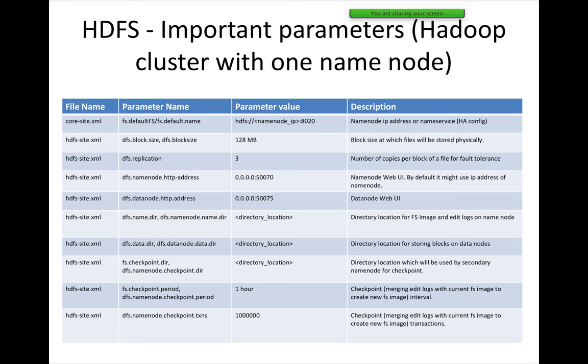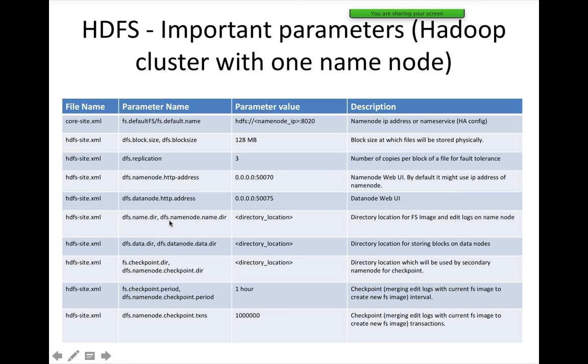So the important parameters are fs.defaultFS, which will give the name node IP address and port number, dfs.block.size, which is by default 128 MB, dfs.replication to control the replication factor, which is 3 for fault tolerance, and then HTTP address for name node, which will provide access to the name node web interface. 50070 is the port number which I have shown you. Data node HTTP address is not that important, but in case you want it, 50075 is the port number for the data node, and this is for the name node.